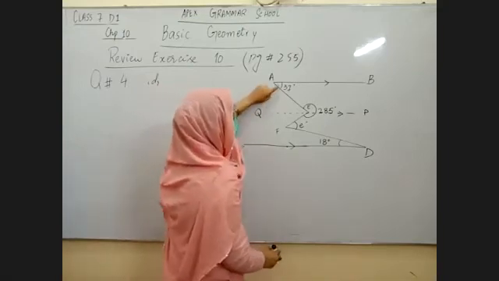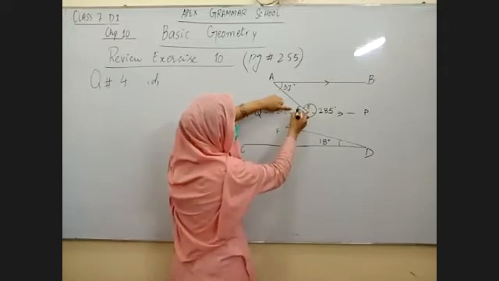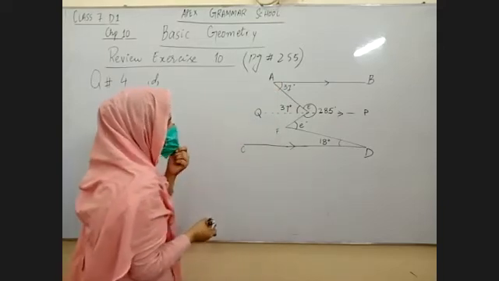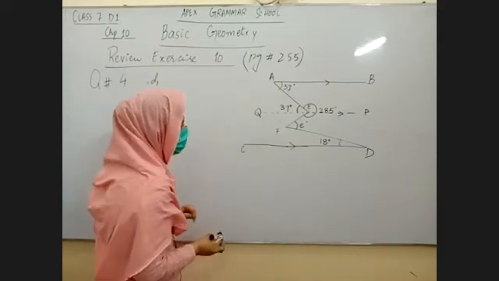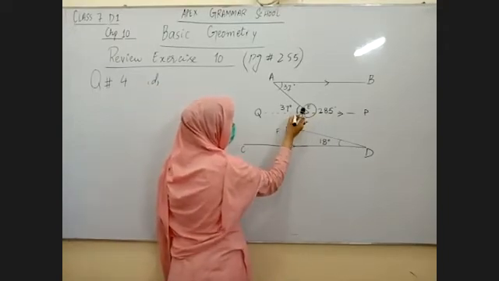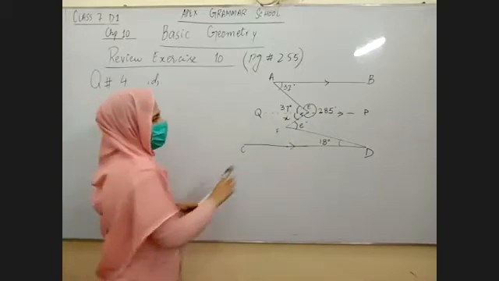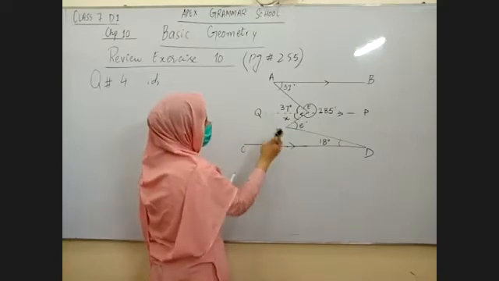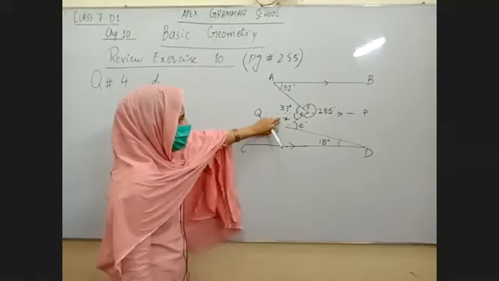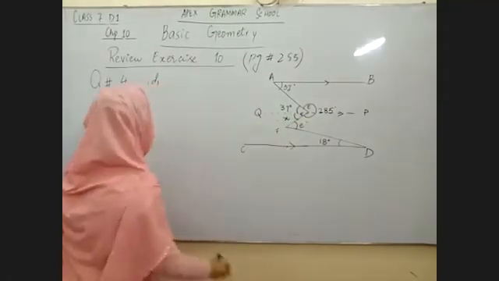Now you can see if this angle is 37, it is vertically opposite to this one. So this angle will also be 37 degrees because vertically opposite angles are the same in measure. Now I want to find this lower angle. I'm going to name this angle as X. At point E, you can see there are three angles, X, 37 and 285. I want to find the value of this X over here.